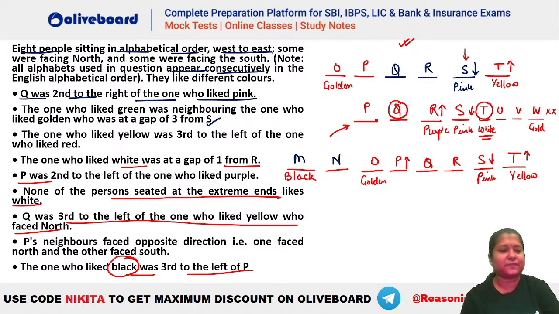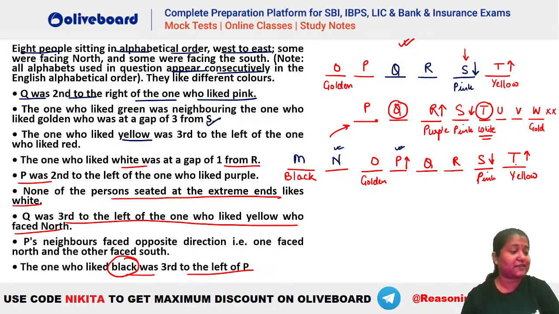अब देखो जो भी बच रहा है उसको जल्दी से प्लेस करते हैं, the one who liked green was neighboring the one who liked golden, so green has to be either N or P, तो green can be either of them, ठीक है, green को प्लेस करेंगे.